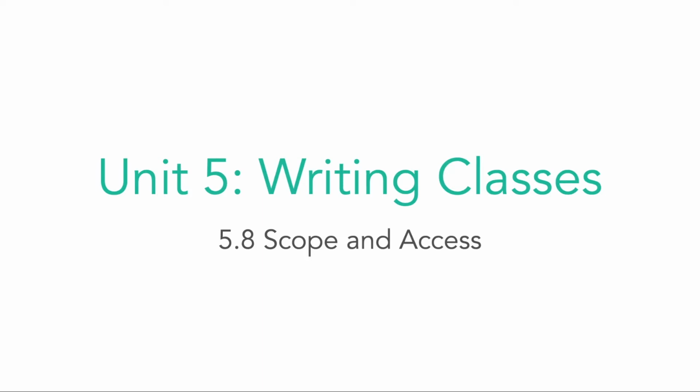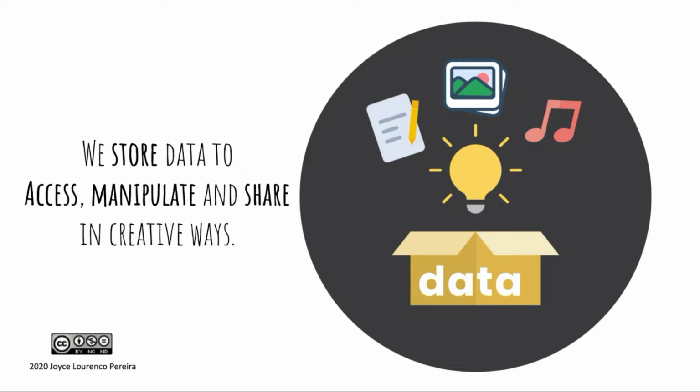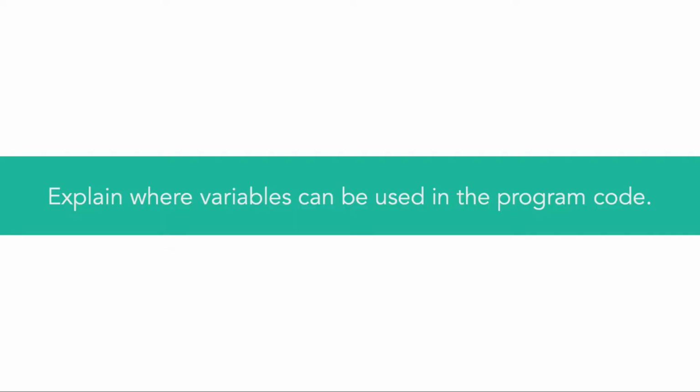Unit 5, Writing Classes, Topic 5.8, Scope and Access. We know as programmers that we store data to access, manipulate, and share in creative ways. This topic focuses on access. That means we will explore where variables can be used in the program code. The key word is where. Where variables are located will determine how they can be accessed or used.